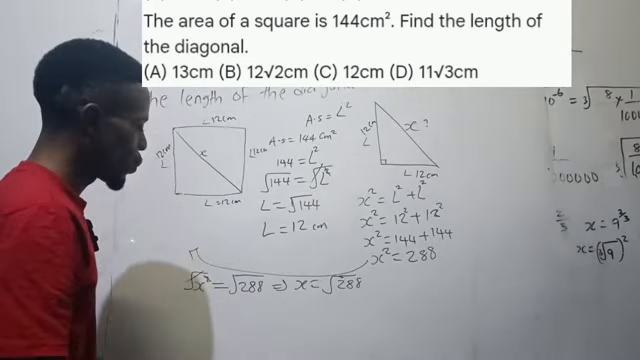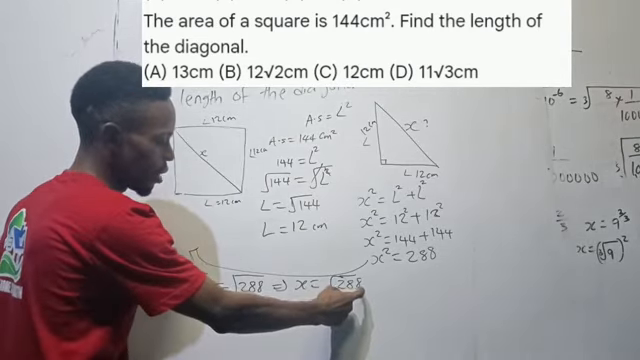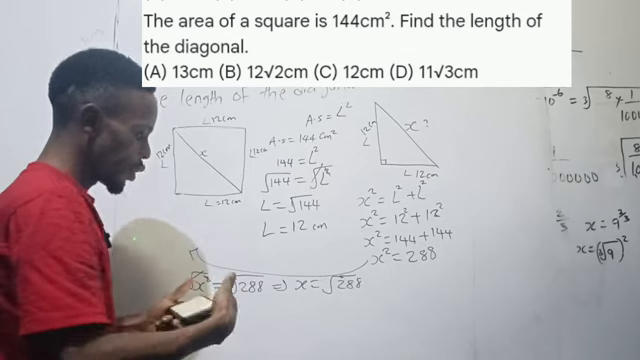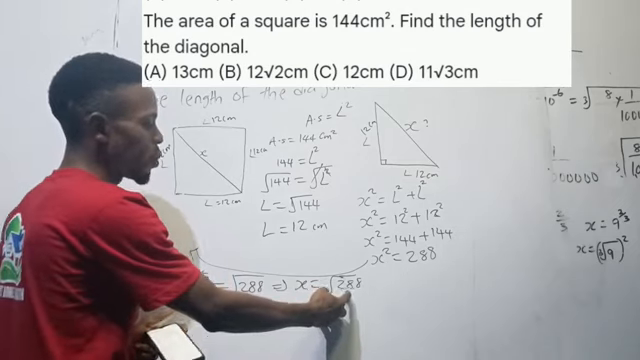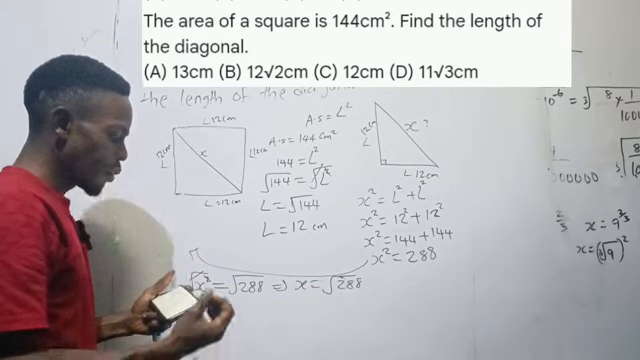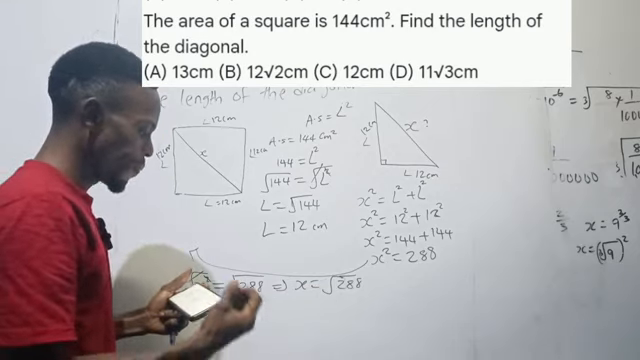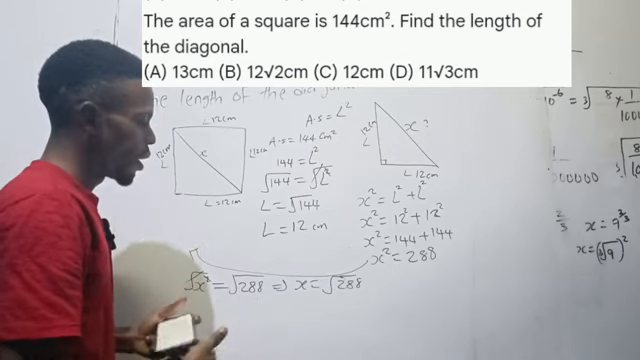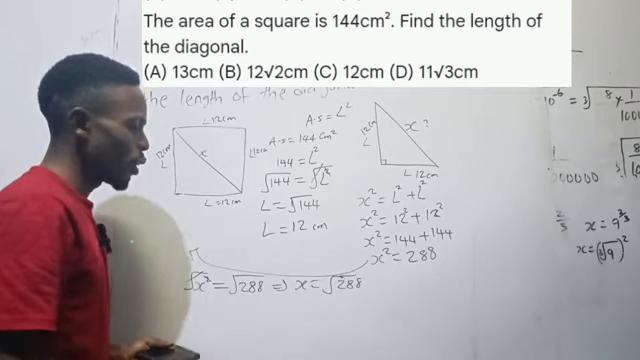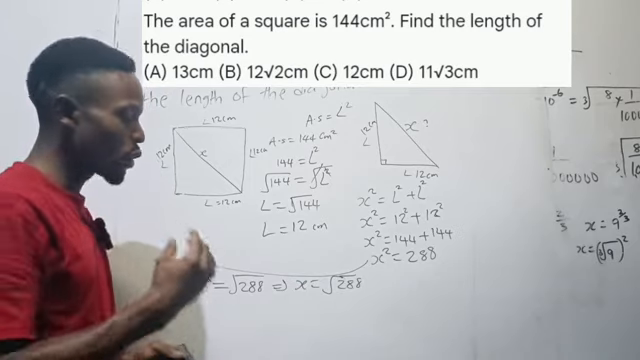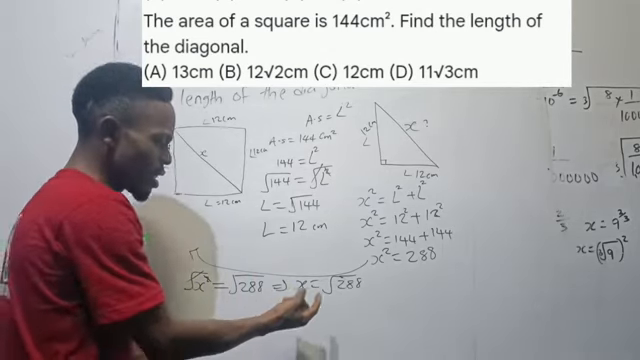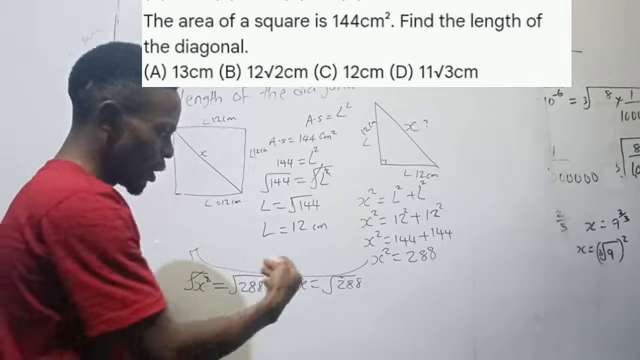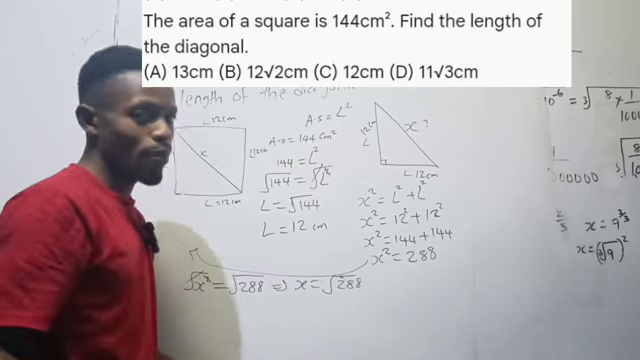The next thing to do: if you look at the options on the screen right now, root 288 is not there. But if you study the options very well, we have 13, we have 12 root 2, we have 12, we have 11 root 3. Some of the options are in surd form. 288 is not a perfect square, so if you press your calculator, root of 288 is not a perfect square.